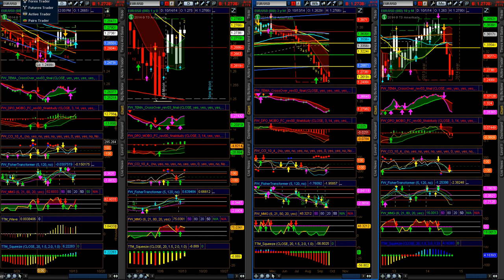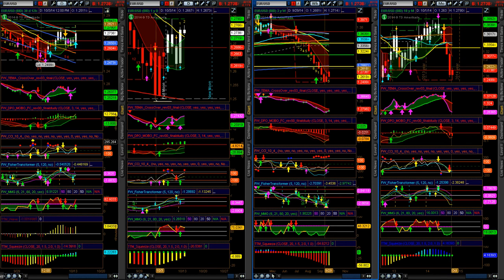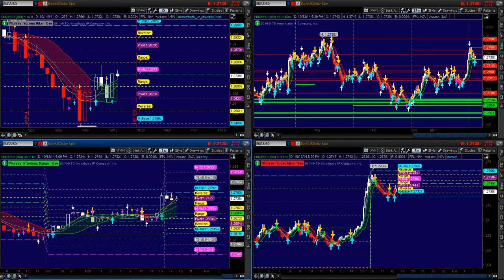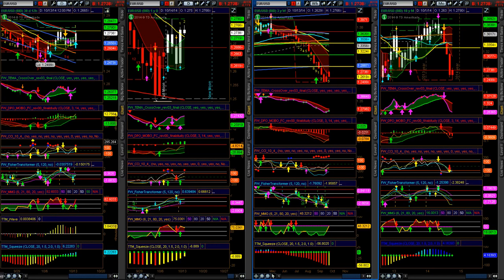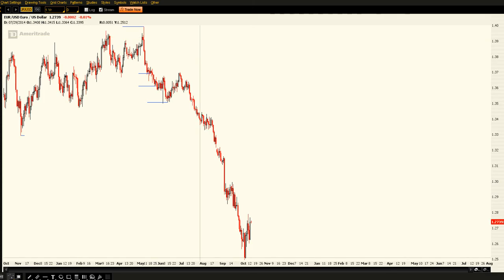Next thing I wanted to show you is this chart that I haven't used in a while, and it's my Gann technique. Gann said that you could use the 5th candle, the 8th candle, and the 21st candle.